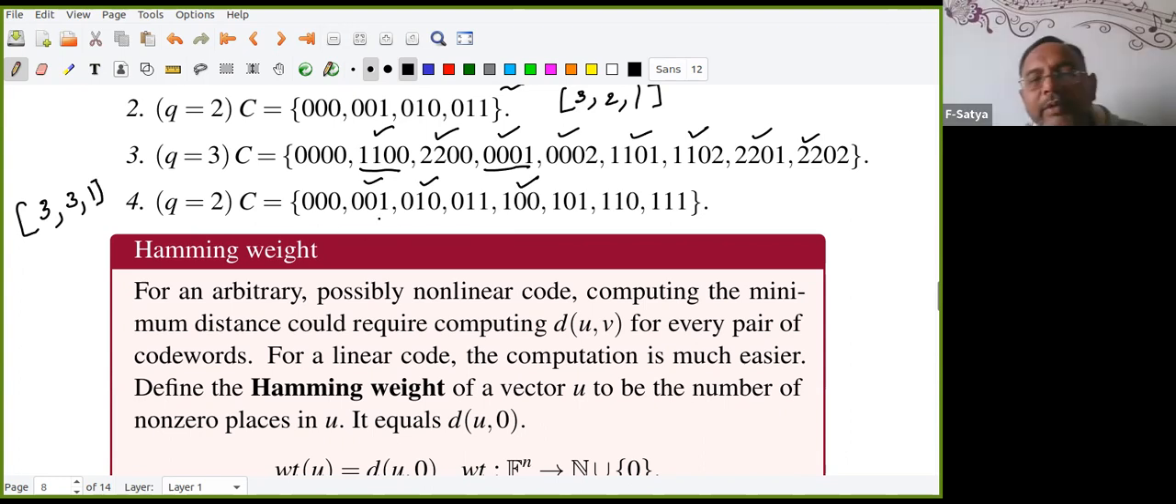See, all the codewords are there. This is the entire F_q^3. So there is no use of it. Okay, so I will take a small break for you to observe the remaining things again.